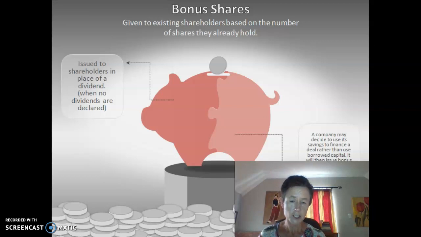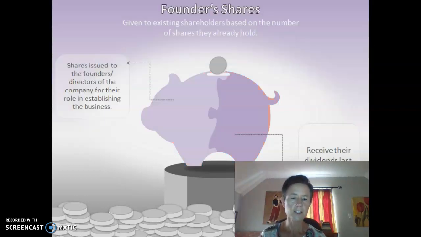Bonus shares, the shareholders will now own more shares and can claim dividends in the future. So because they're getting extra shares, right, their number of shares grows, but they will only claim their dividends in the future. Right, so founder shares, as the name says, founder, they're issued to the people who started the business or directors of the company for their role in establishing and growing the business.